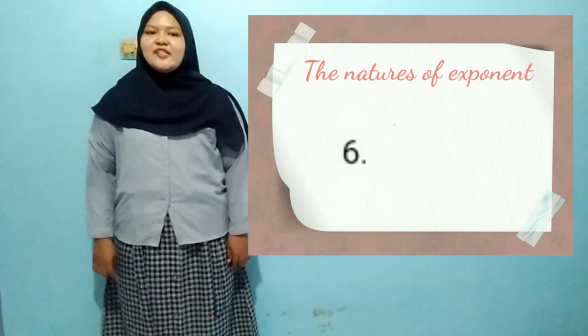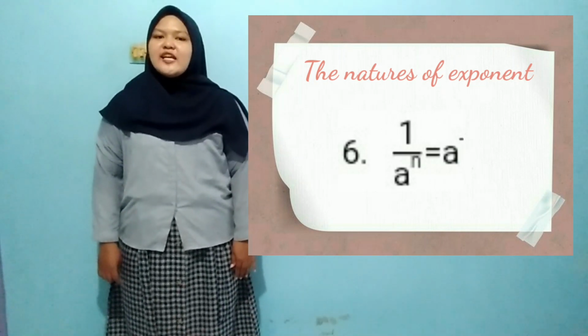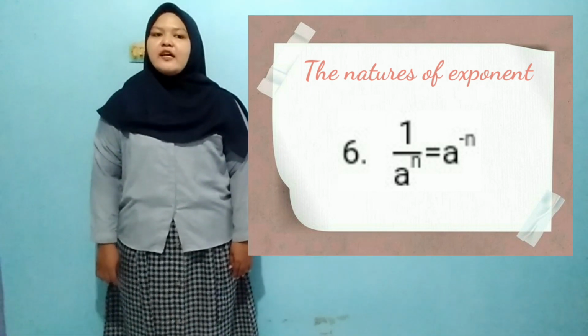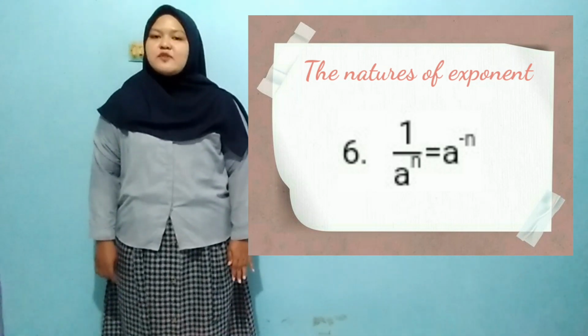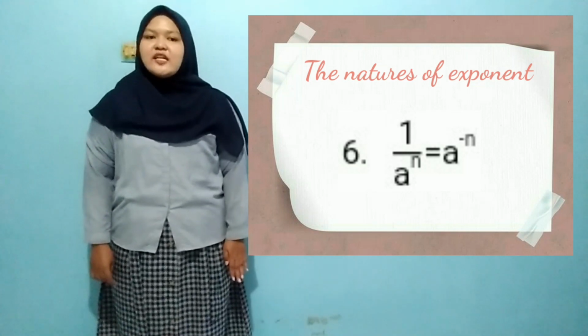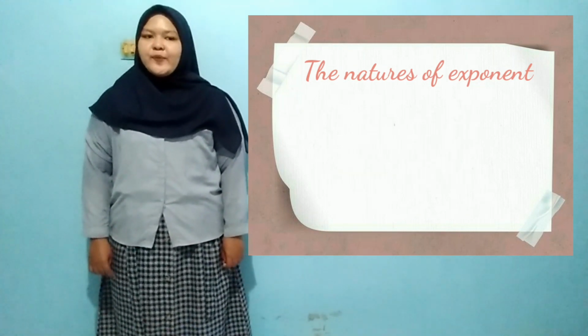6. 1 divided by a to the power of n equals a to the power of minus n. If a to the power of n below is positive, then when moved up it becomes negative. If a to the power of n below is negative, then when moved up it becomes positive.